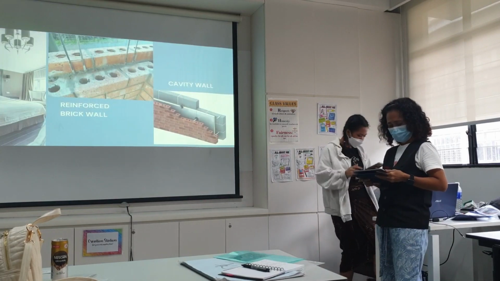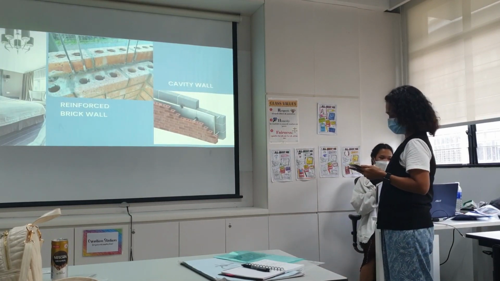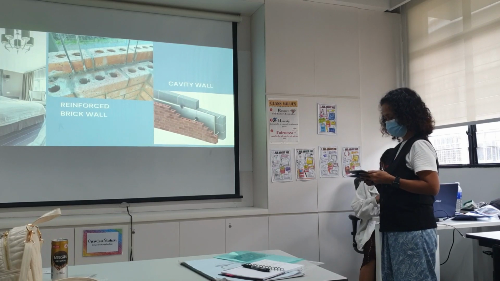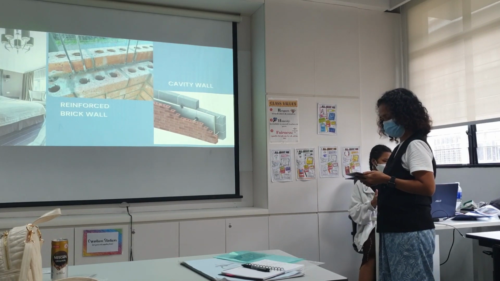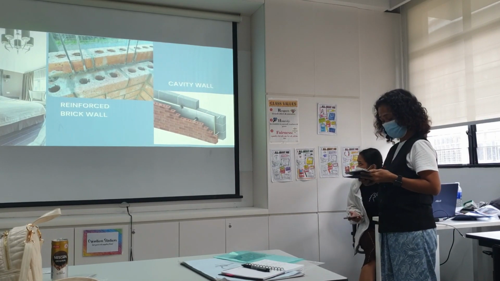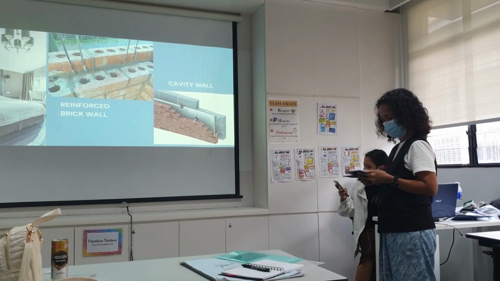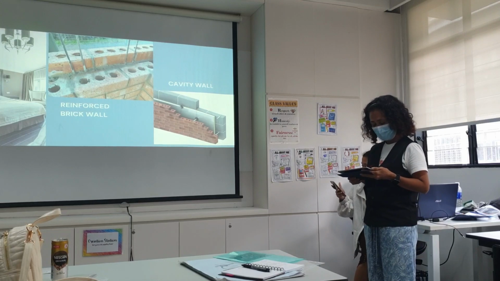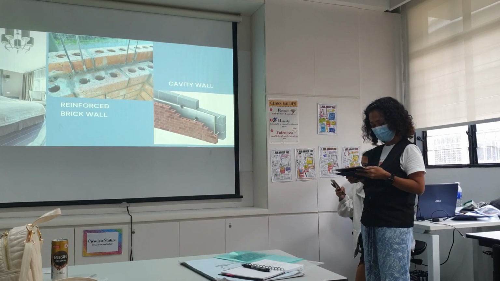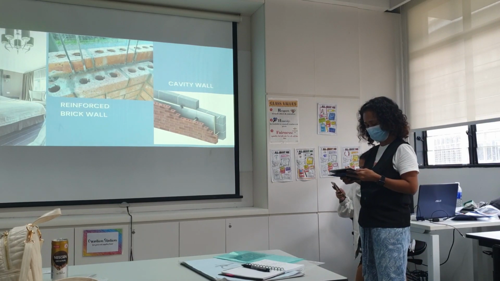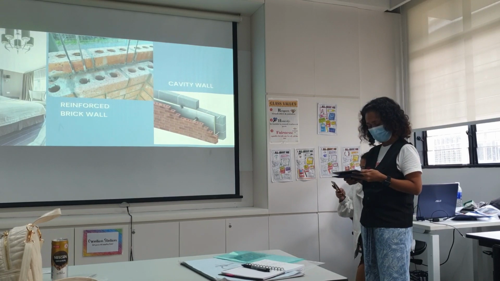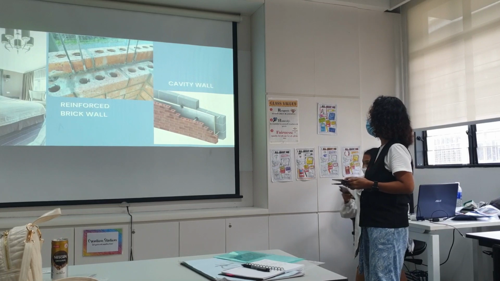Okay, next. Reinforced brick wall. To tackle tensile force acting on the wall, this type of wall is constructed. Reinforcement is required in horizontal and vertical directions throughout the wall. Hoop iron reinforcement is provided under various circumstances. This is dipped in tar to increase its resistance against rusting.